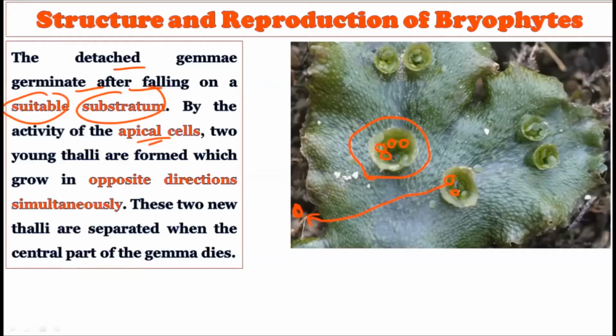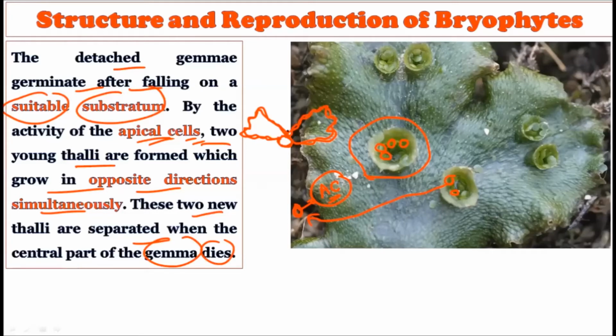These gemmae contain apical cells, and these apical cells start to germinate, and two young thalli are formed which grow in opposite directions simultaneously. Just like this, this is a gemma, and after germination two opposite thalli are created in two directions. Upon germination, each gemma creates two new thalli growing in opposite directions. These two new thalli separate when the central part of the gemma dies, just like this part. When this part dies, the two are separated and grow into separate new thalli. So each gemma can give rise to two thalli.